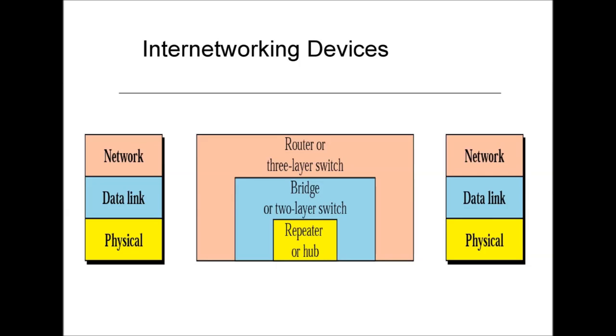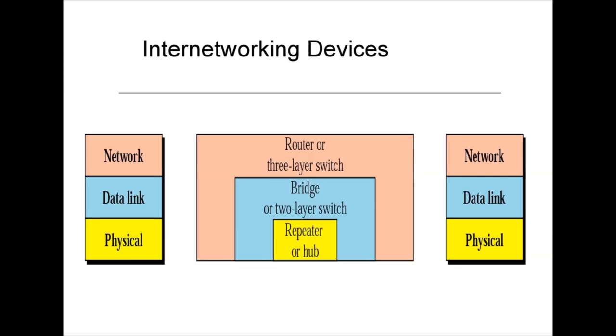Next is the network layer, and you can see router or layer 3 switch. Router is the most commonly used device in a wide area network. A router contains a routing table, and the routing table contains entries of IP addresses. The router is also a security purpose device as well.